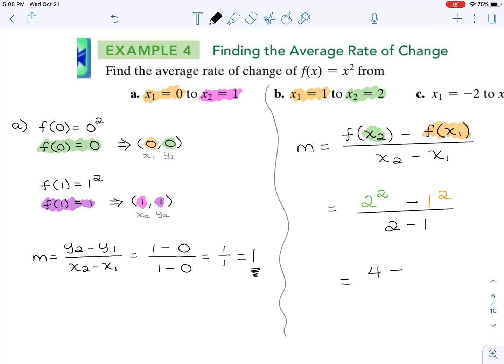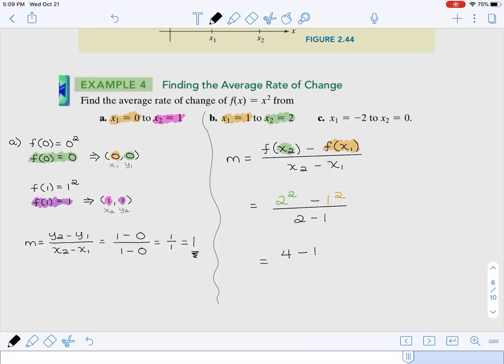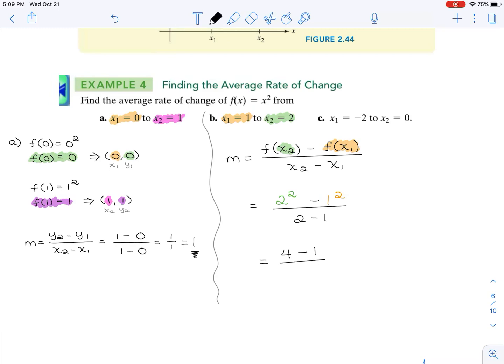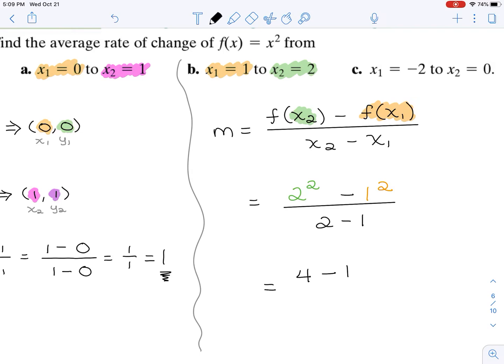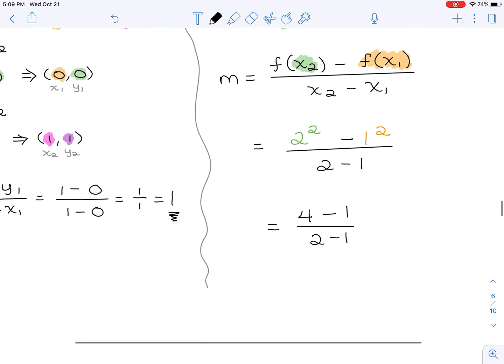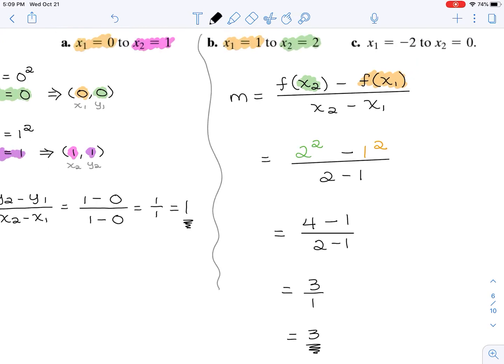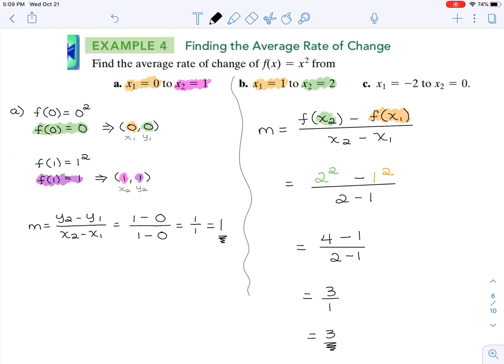2 squared is 4 minus 1 squared, which is 1, all over 2 minus 1. So I end up with 3 over 1, which gives me 3. And that's my answer. I want you to go ahead and try part C on your own in whichever format you prefer.